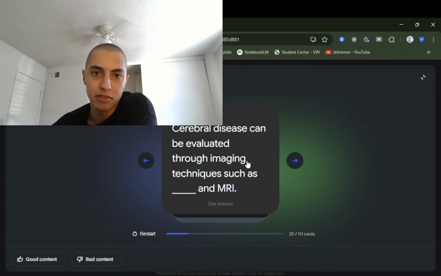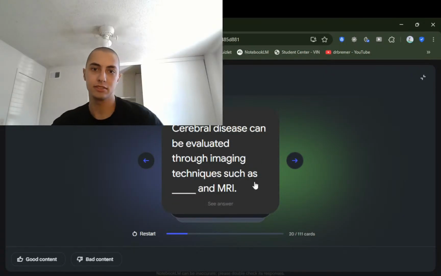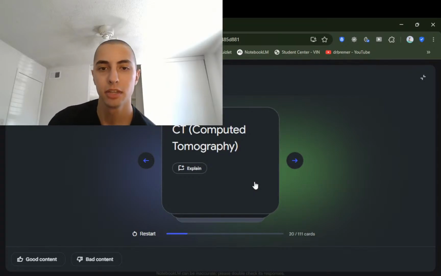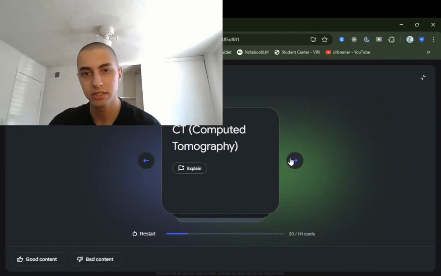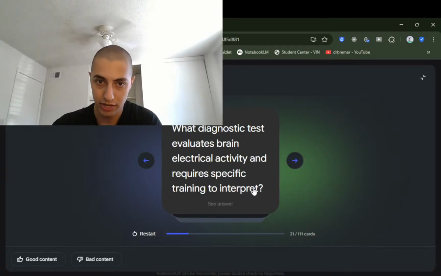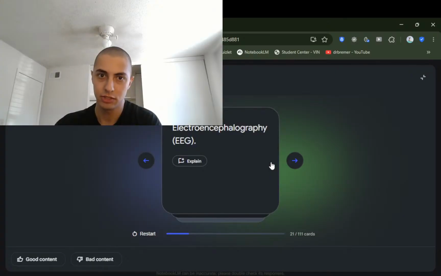Cerebral disease can be evaluated through imaging techniques such as CT and MRI. CT scan? Yep. Computed tomography, CT. What diagnostic test evaluates brain electrical activity and requires specific training to interpret? Electroencephalography, or EEG.